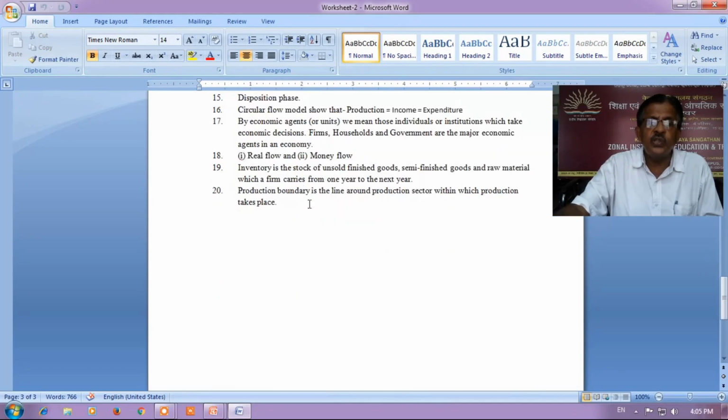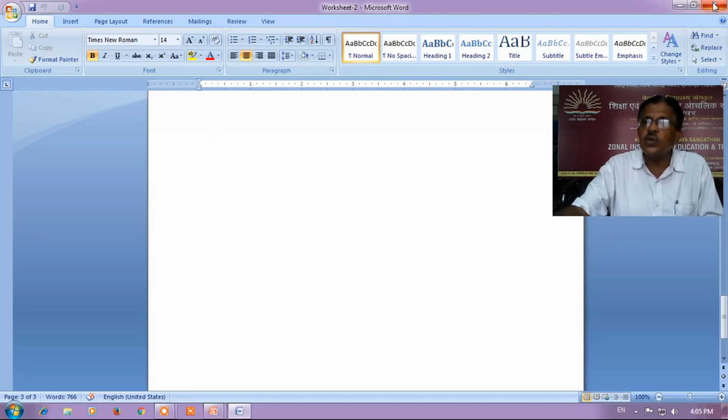Then number 20, what is production boundary? So the boundary within which production takes place, or here we can say production boundary is the line around the production sector within which production takes place. So this is about worksheet number 2.